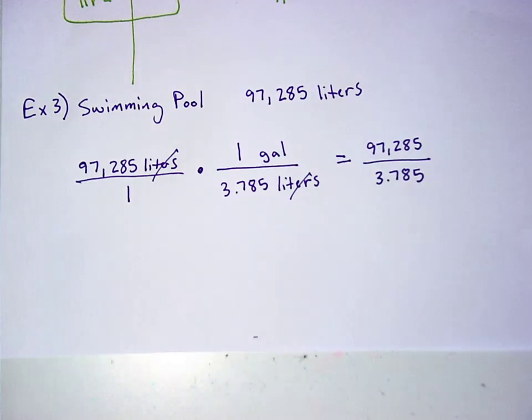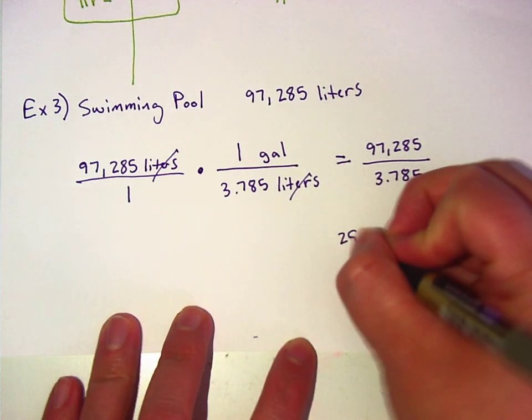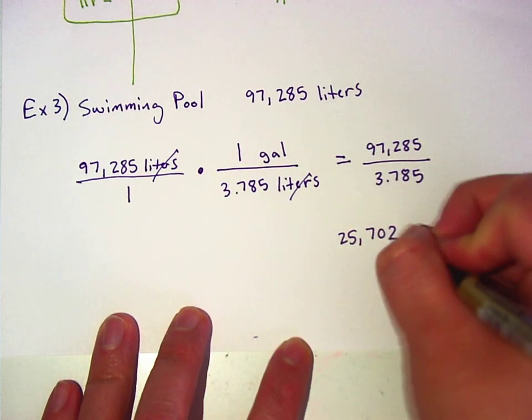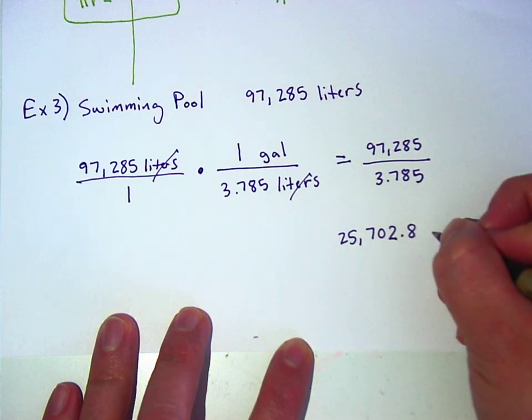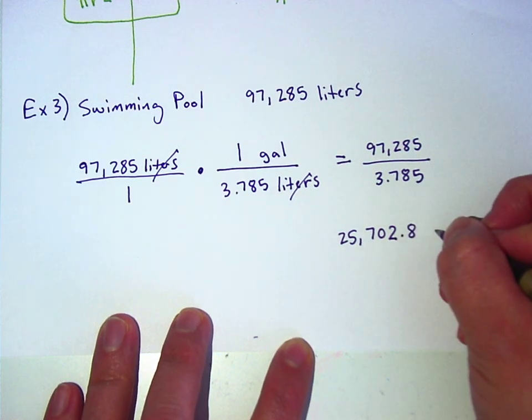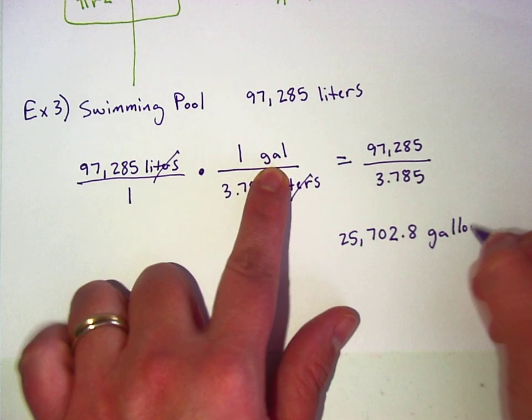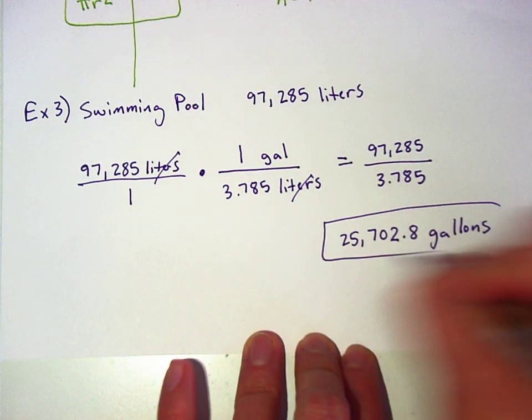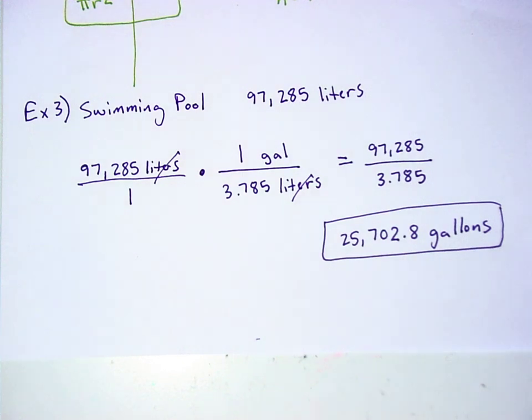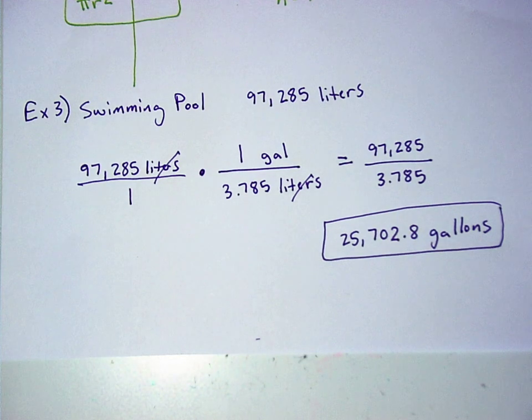Elijah, what'd you get? 25,702.77411. Okay, so that was 25,702.8 what? Gallons, that's the thing that's left right there. Don't you round to the hundreds? You don't have to, always. I'm going to round to the tenth this time. Do you know that you can choose to?